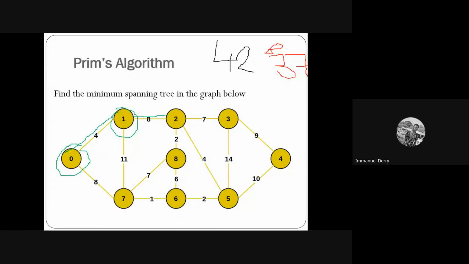And now at 2, we have 2 to 8, 2 to 7, and then 1 to 7 and 0 to 7. So among all of these, which of the edges is the least? That is 2 to 8, right? So 2 to 8 here. Please, I hope we are following. Yes, sir.